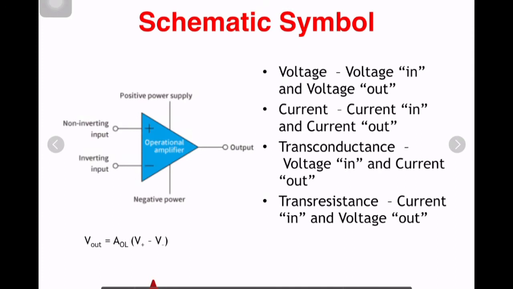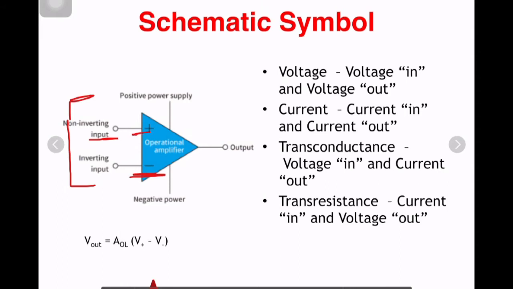As you can see, this is the schematic symbol of an operational amplifier. We are given two input terminals, inverting and non-inverting terminals. These are two high impedance inputs, and one of the inputs is called the inverting input, which is marked with a negative sign or minus sign, right? And the other input, which is called the non-inverting input, is marked with a positive sign, plus sign.